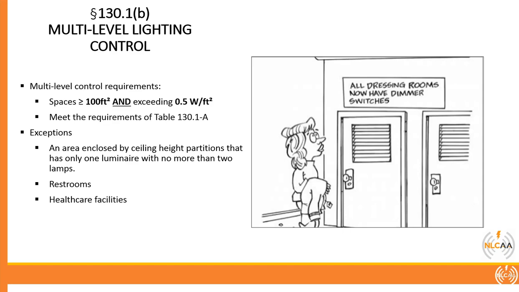So when I think of multi-level lighting controls, I'm thinking about dimming. Okay, so if we've triggered this code requirement, my lights better be dimmable. Okay. There are exceptions, the exceptions being your area enclosed by ceiling height partitions that has one luminaire with no more than 2 lamps. Your restrooms are exempted. Your healthcare facilities are exempted.